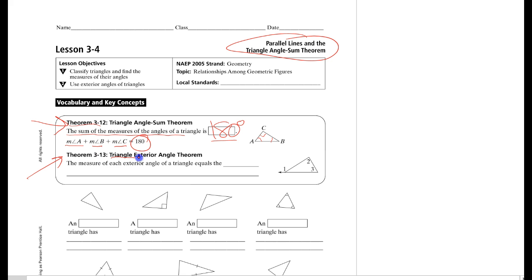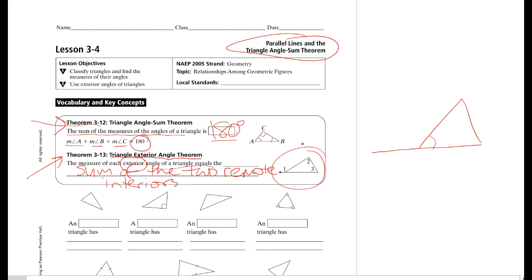Now, here's another special thing, the triangle exterior angle theorem. The measure of each exterior angle, I'll show you what that is, of a triangle equals the sum of the two remote interiors, and I'll show you what I mean. So, in any triangle, you can extend one of the sides, and you usually see a diagram that looks like this. So, I'll copy basically this diagram here.